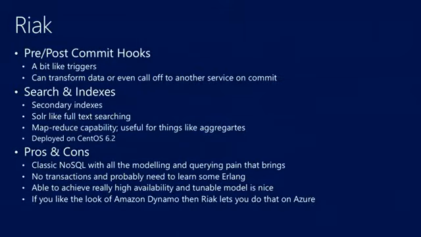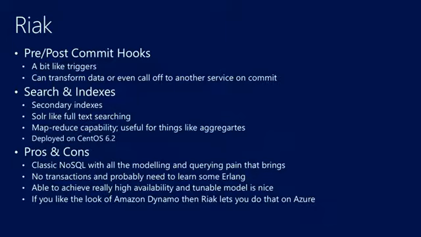A few cool things: it has pre and post commit hooks, basically think of them like triggers. It has pretty good indexing, much better than Windows Azure Table Storage, but it doesn't have secondary indexes. It has Solr-like full-text search indexing. It has some MapReduce capabilities for doing cool aggregate queries. In terms of pros and cons, it's classic NoSQL, so you've got to architect your application like a NoSQL application, which means you've got to throw all your relational data modeling out the window. It doesn't have transactions. You're probably going to need to learn Erlang. Anyone know Erlang? No? Oh, one, maybe. Yeah, all good.